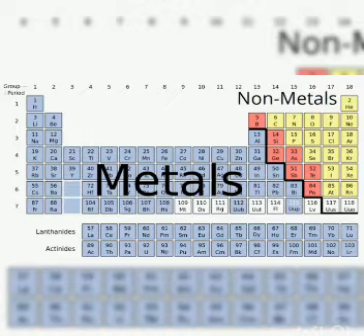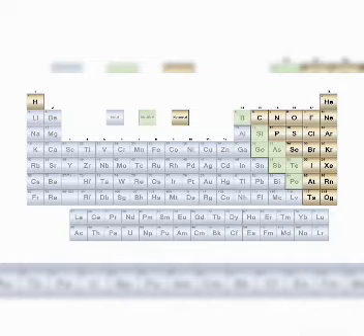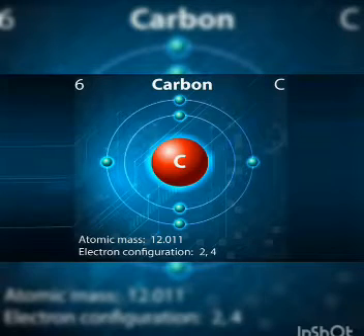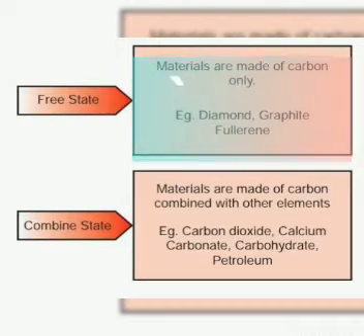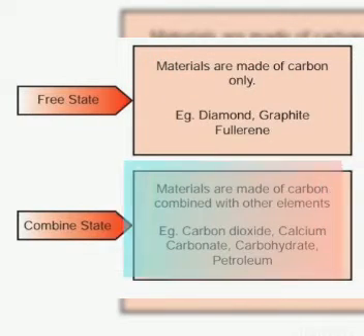As you can see, the elements which lie on the left side of this line are metals, those on the right side of this line are non-metals, and those along the border of this line are semi-metals, or what we call metalloids. Among these non-metals, one of the most important non-metals is carbon. It is important to us both in elemental form as well as in combined form.